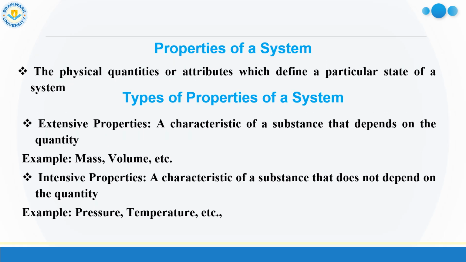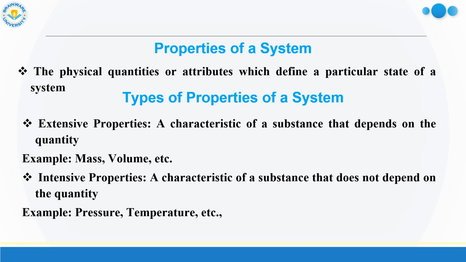So now let's move on to another terminology, which is the properties of a system. So what are the properties of a system? These are some physical quantities or attributes which define a particular state of a system. Properties of the system are categorized broadly into two types. The first one is the extensive properties, and the other one is the intensive properties.